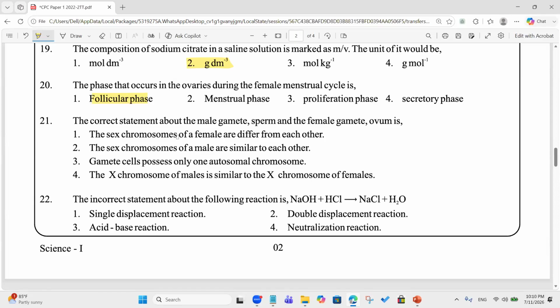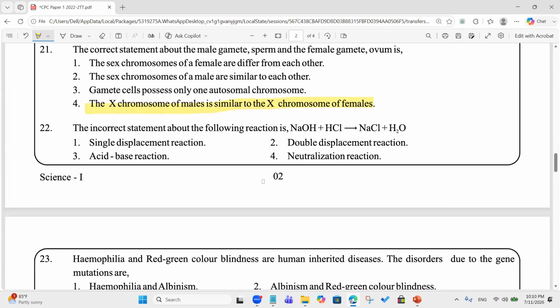Right, next one, 21. Honora, read the 21st question. The correct statement about the male gamete sperm and the female gamete ovum is the fourth one: the X chromosome of male is similar to the X chromosome of female. Okay, correct answer.